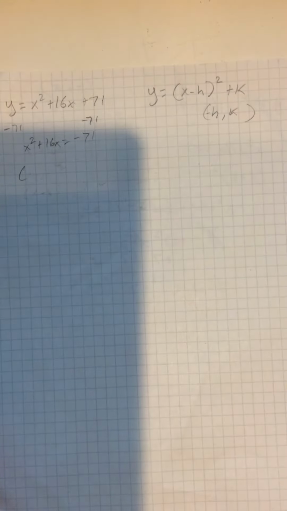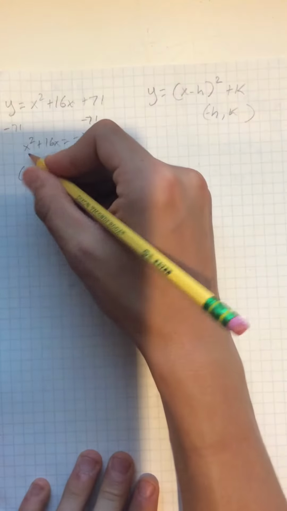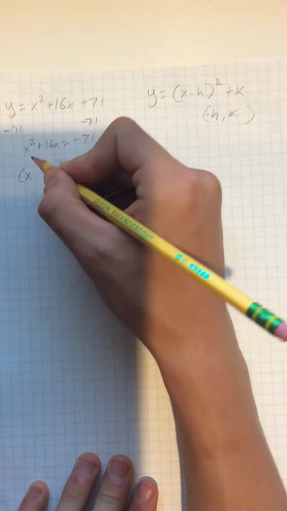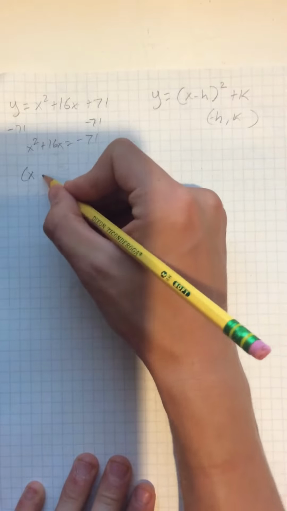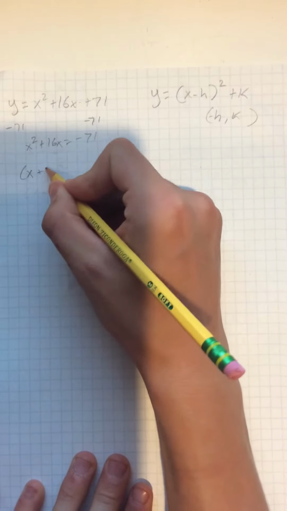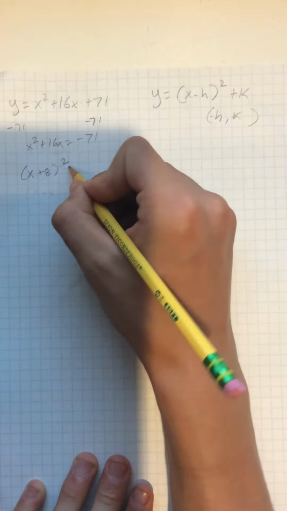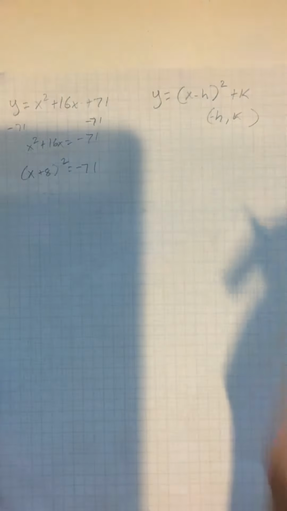And now, just like completing the square, we have to have something squared. In the parentheses, we're going to have x, because when x is squared, it will equal x squared. We're going to take half of 16, which is 8. So (x plus 8) squared equals negative 71.